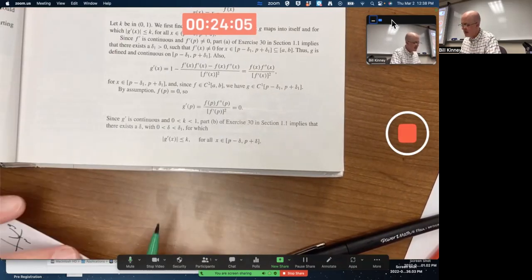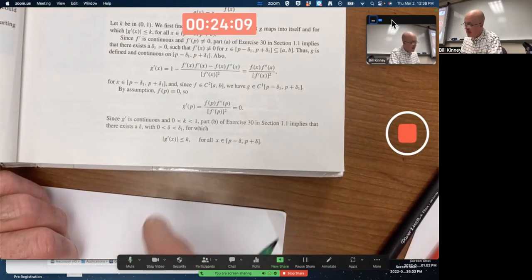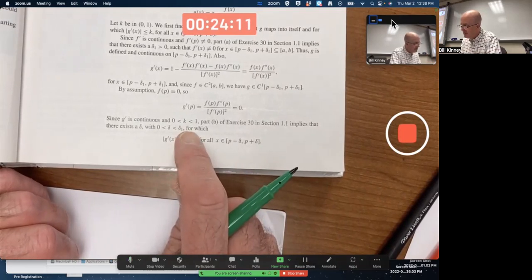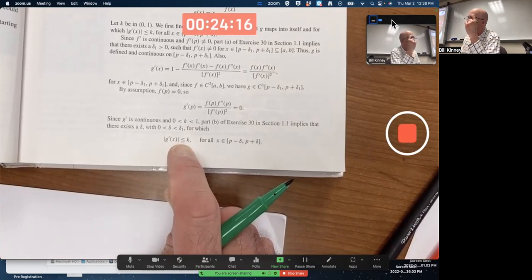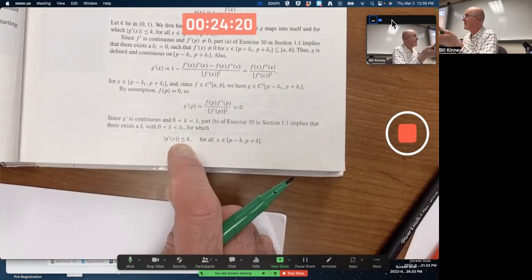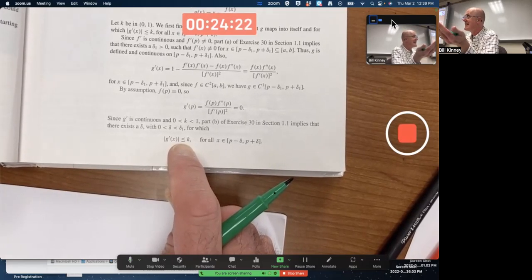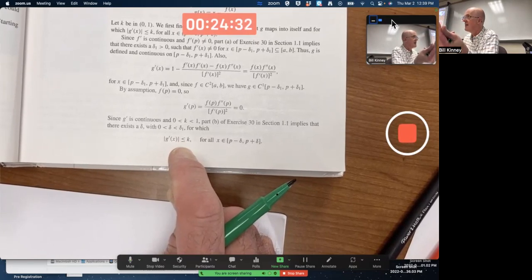K is not a specific number because we don't have specific functions here. But there's got to be some number K where this is true by continuity. It's okay we don't know what K is. We don't know what K is because we don't know what F is, we don't know what G is. But by abstract properties of continuity in this case, we can still say this is true. There's got to be some such K.